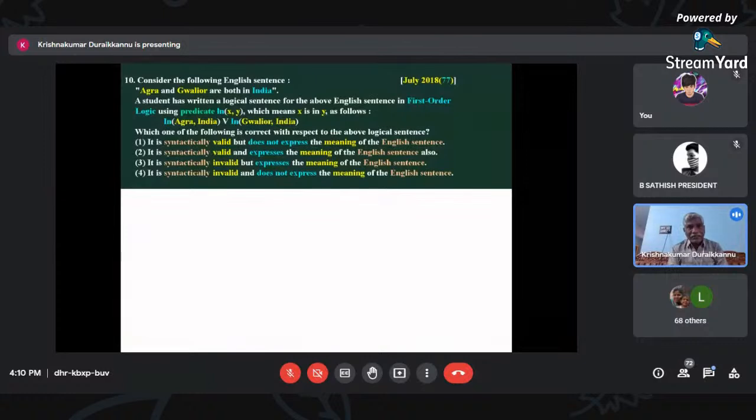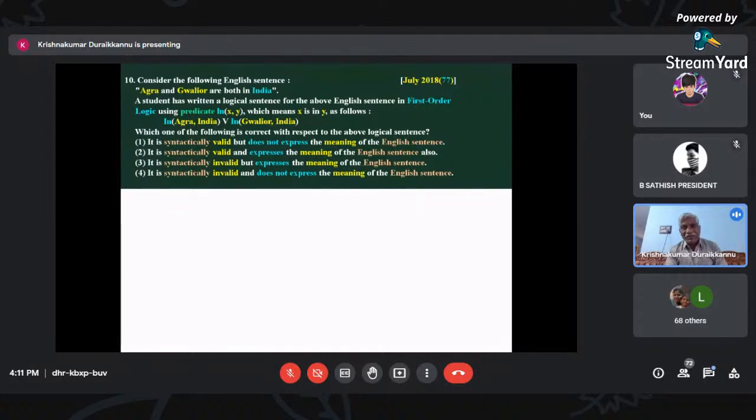Now, consider the following English sentence. It seems very difficult for beginners to crack the examination, but it is easy after having some experience on how to apply propositional logic and predicate logic. Agra and Gwalior are both in India. A student has written a logical sentence for the above English sentence in first order logic, FOL, using the predicate In(X, Y), which means that X is in Y. That means the statement is represented as In(Agra, India) or In(Agra, Gwalior).